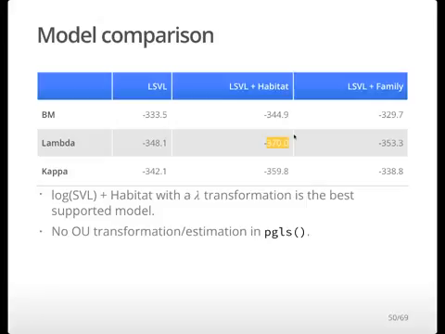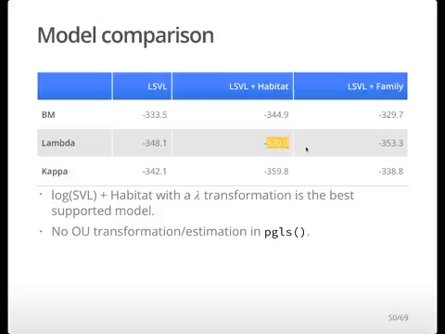These can be negative, that's okay. It's just whichever is the biggest negative number in this case. So among all of them, this is the best one. Right, so log snout vent length plus habitat with a lambda transformation is the best one. So that's the model that you would go with. Or you could do Akaike weights, you could do all that stuff, but that's probably the model that you would then say fits better.